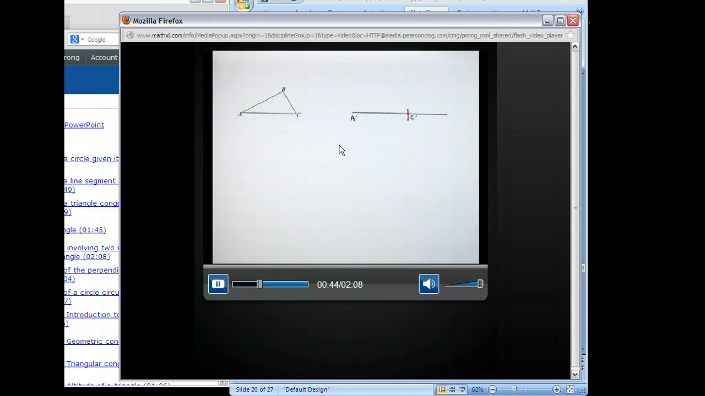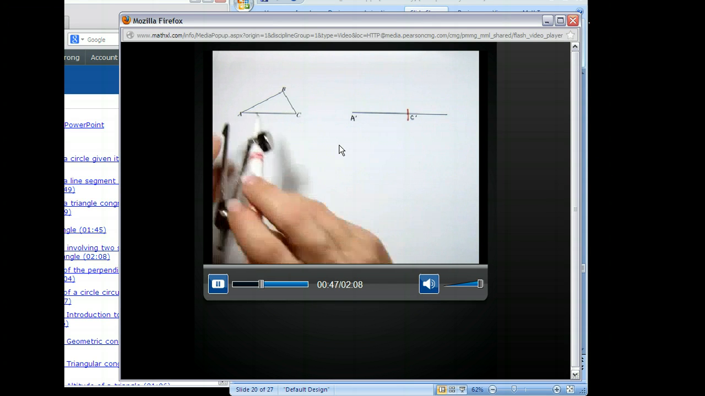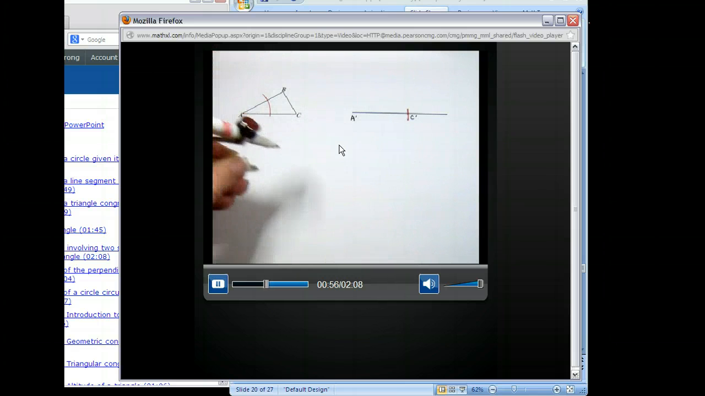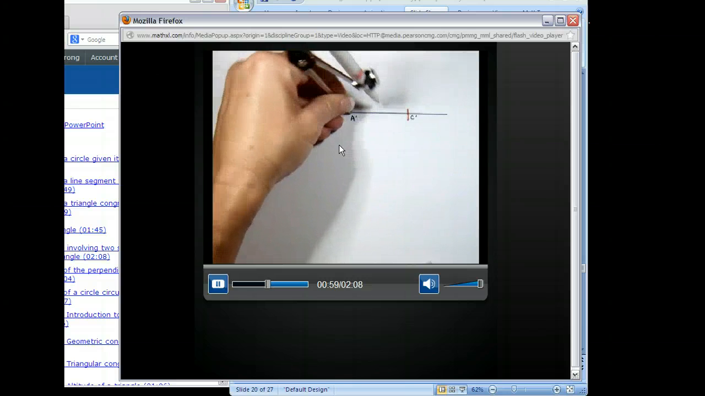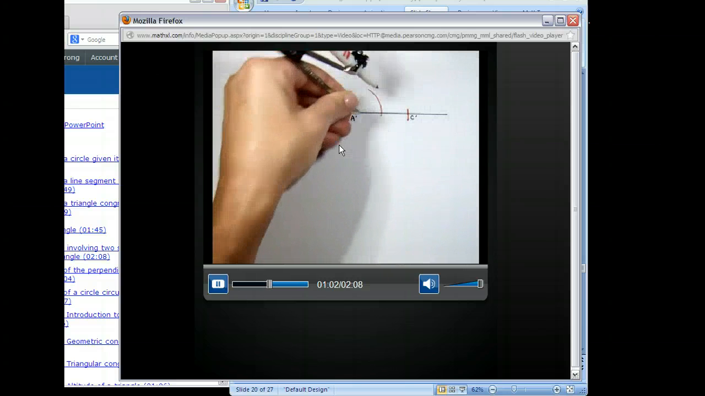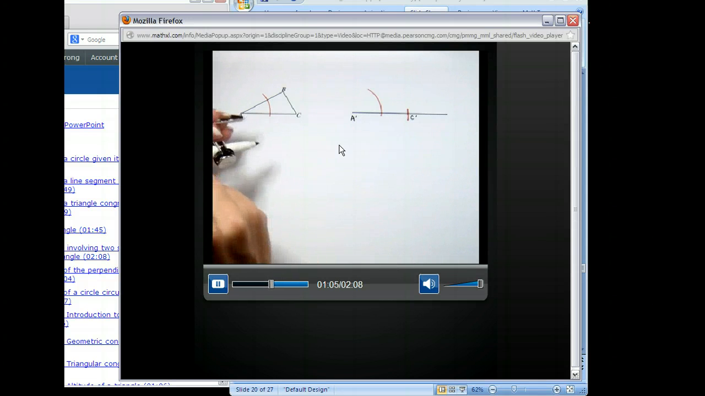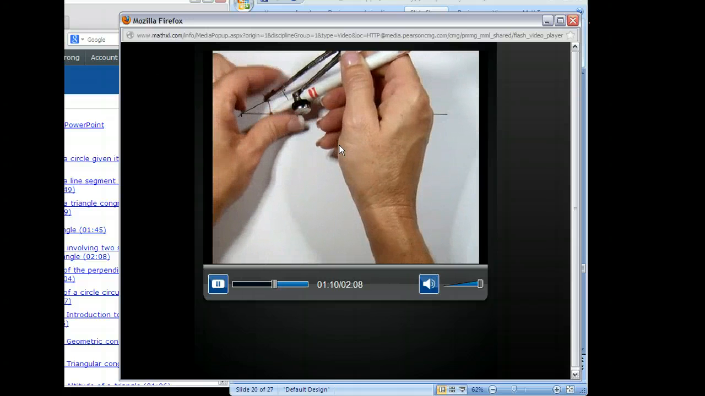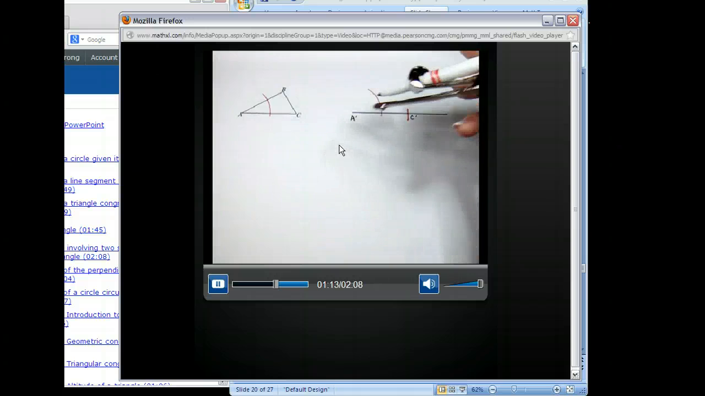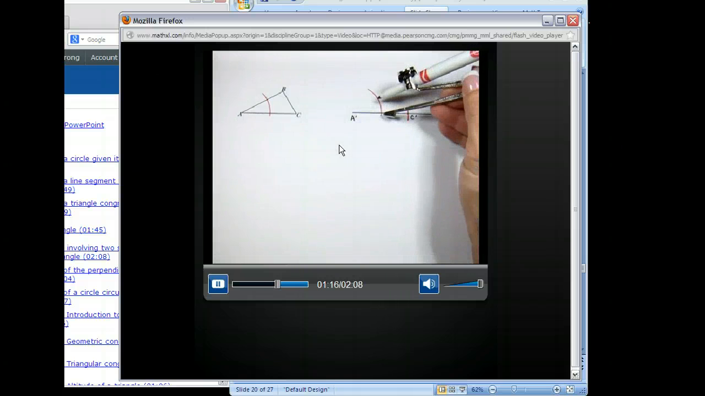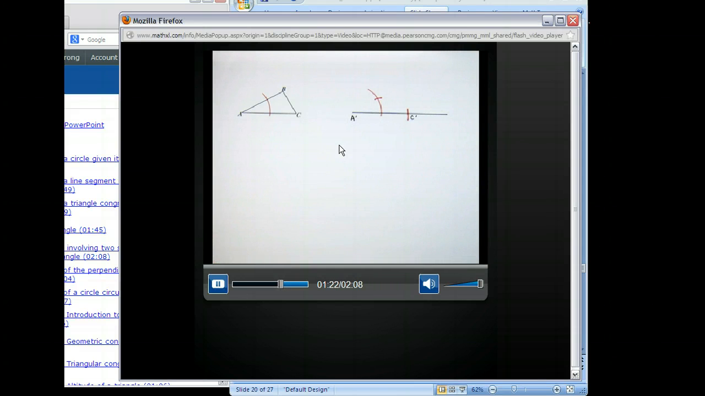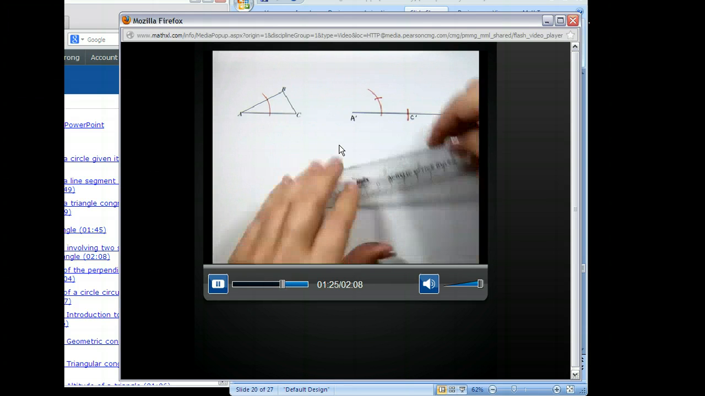Next, we'll copy angle A. Placing the compass point at A, we'll draw an arc across sides AB and AC. Make this same arc, putting the pointer at A prime. Measure the distance across the original arc. Transfer this distance, putting the pointer at the intersection of A prime, C prime. Draw a ray from point A prime through the intersection of the two arcs.